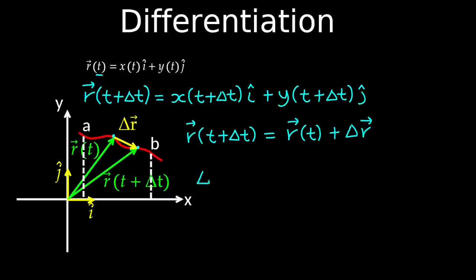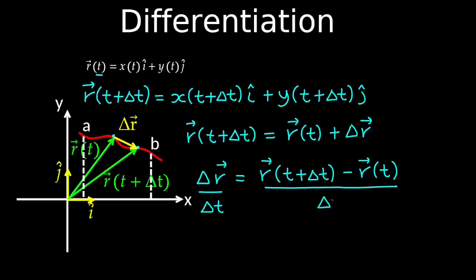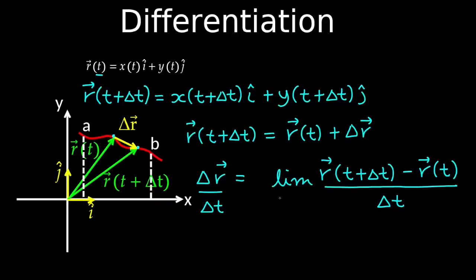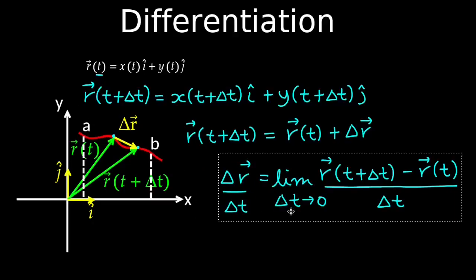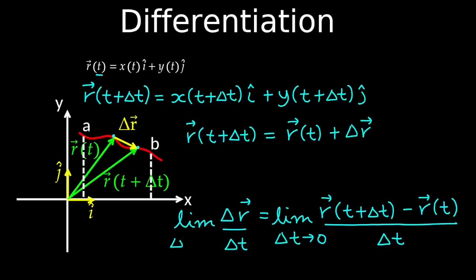And rearranging this equation, and dividing through by delta t. And now if you take the limit from both sides, as delta t approaches 0, we get the derivative of r with respect to t. And I encourage you to make these substitutions and use the rules for limits, and you'll be able to write the derivative as follows.